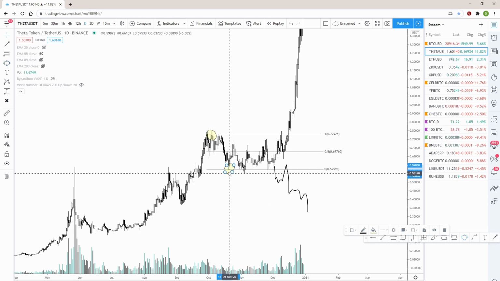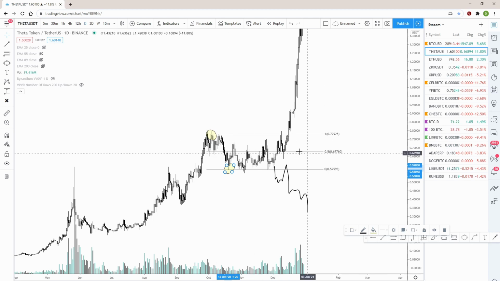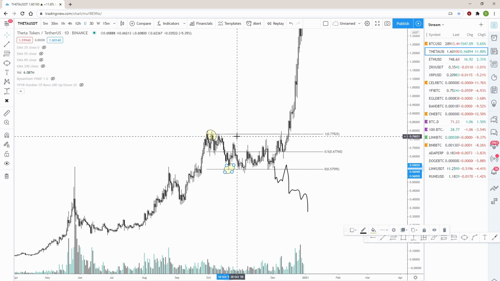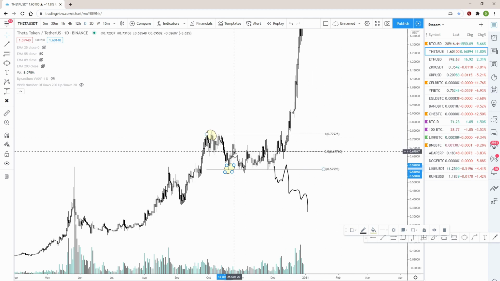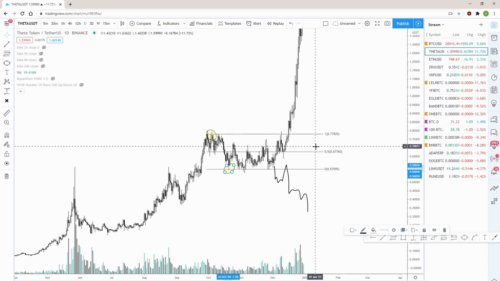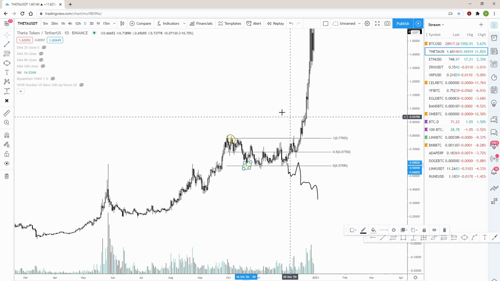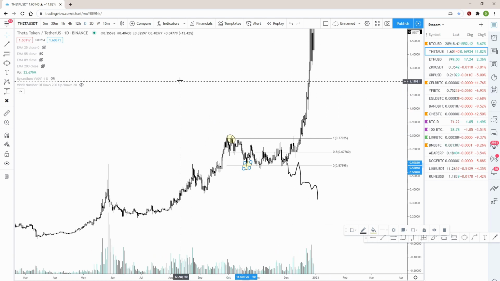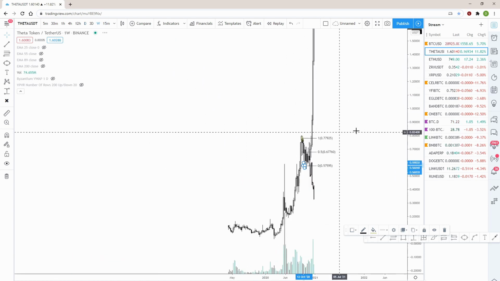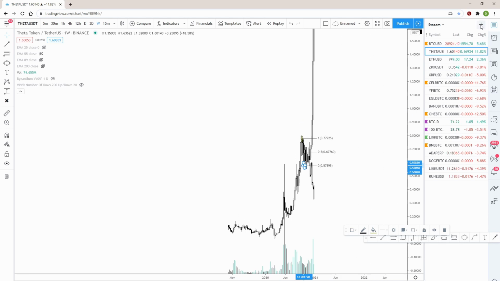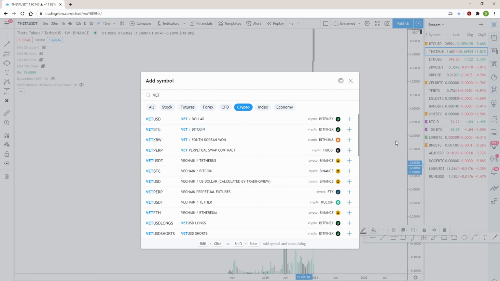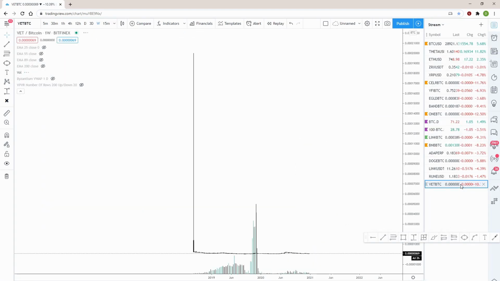And when you do the range, the EQ is also a very useful level. Usually this will act as an SR level. And as I said before, just like regular SR, ranges can be established on high time frame charts. Let me take a look at VETBTC.